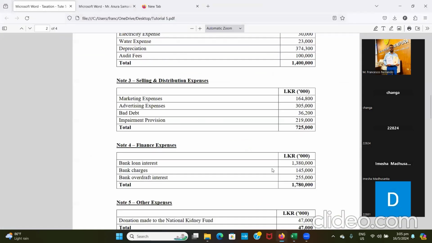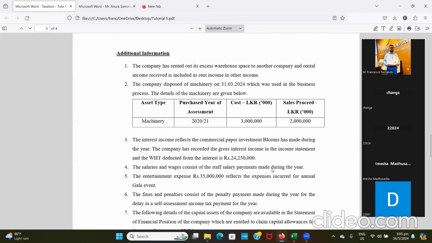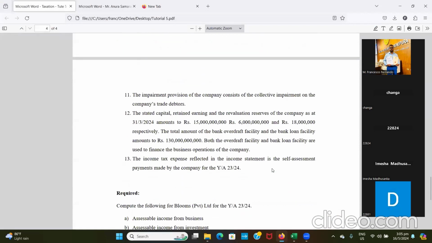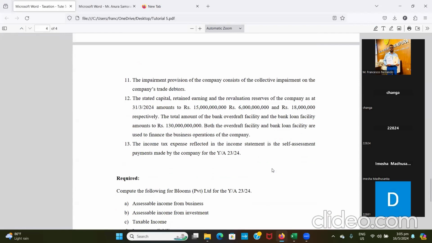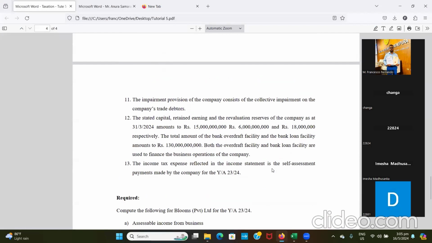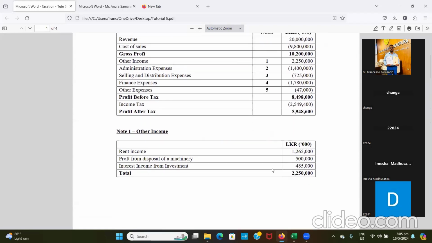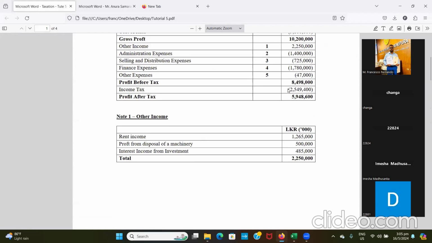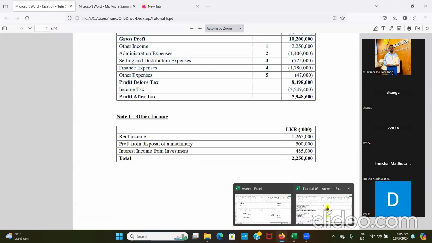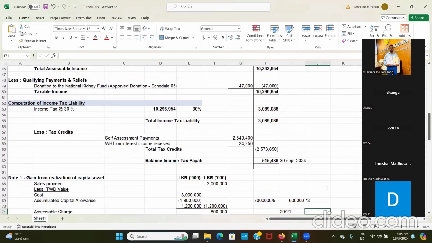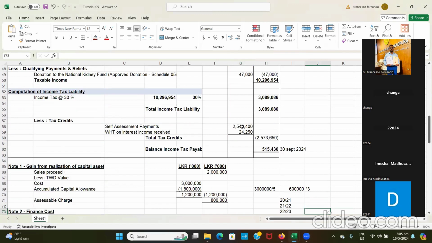Then moving forward, we are in the last adjustment. The income tax expense reflected in the income statement is on a self-assessment basis. If you go here, you can see income tax paid, which is this much. So this becomes a tax credit, self-assessment basis. Under the tax credit, we must deduct it.